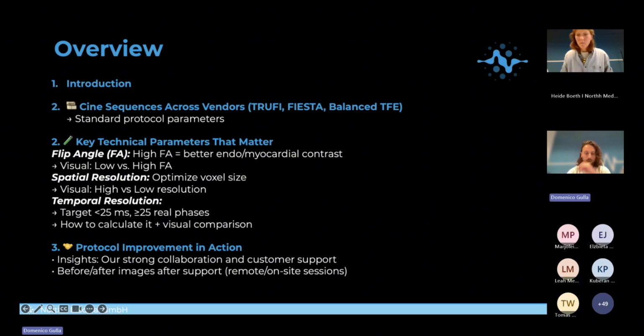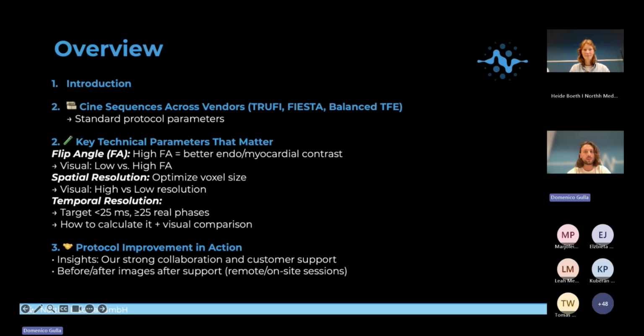So this is a presentation overview. This session is dedicated to exploring CNS sequences as a key component of hybrid imaging methodology, with a special focus on optimizing technical parameters that truly make a difference, such as flip angle, spatial, and temporal resolution. We will also highlight how close collaboration with the customer, both remotely and on-site, translates into tangible improvements in protocol performance. This presentation reflects the value of a focused approach to protocol improvement and the clinical impact of continuous support.